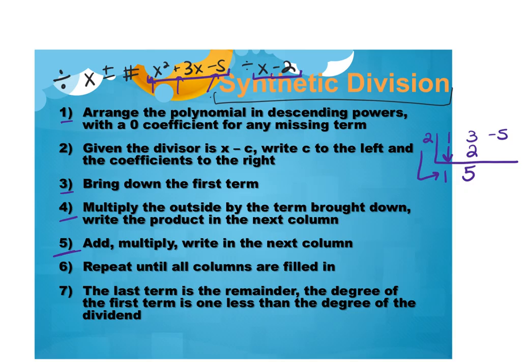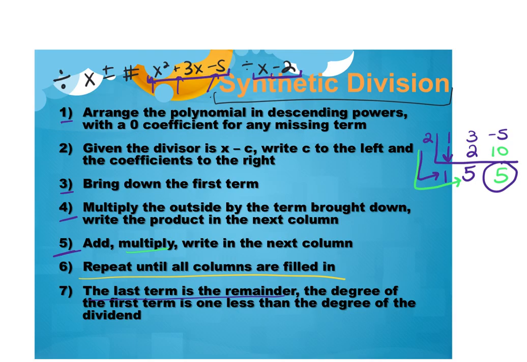And then I repeat. Multiply by what's on the outside. I get 10. Add, and I get 5. So I repeat until all the columns are filled in. And then the last term is your remainder. So 5 is my remainder.